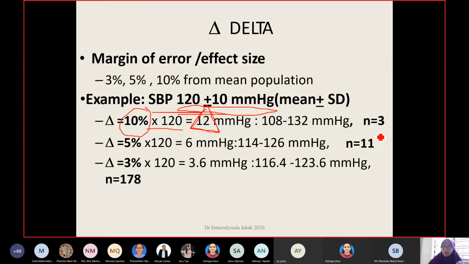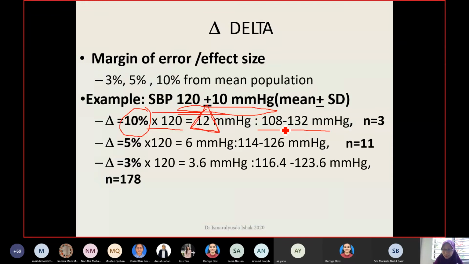So I only need 3 subjects so that my result will be between 108 and 132 millimeter mercury. So it's very logical, because the range is very big. The range is 12 times 2, 24. It's very big. I only need 3 subjects, and I'm confident that my result will be between this range.